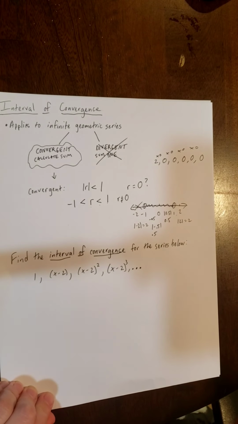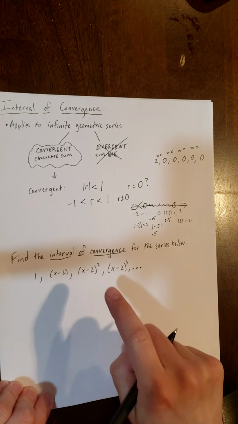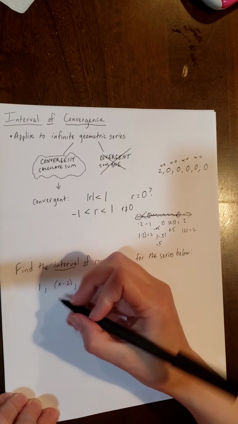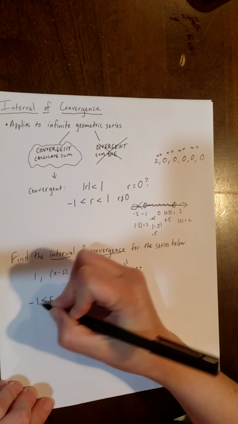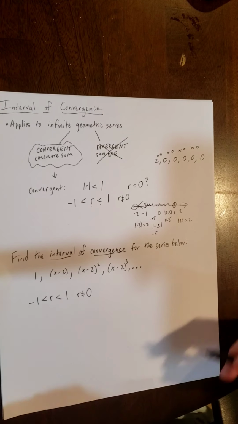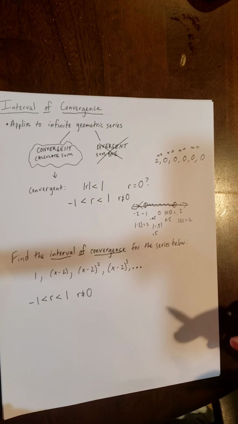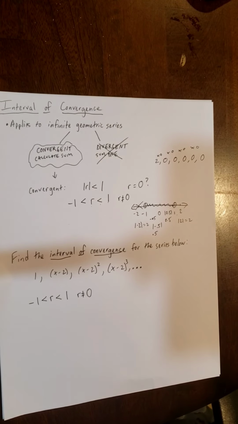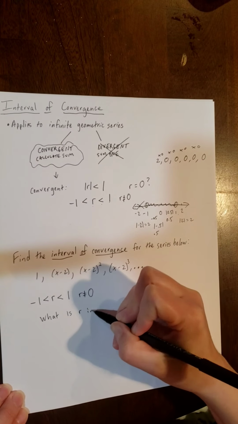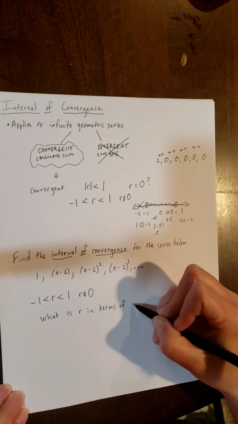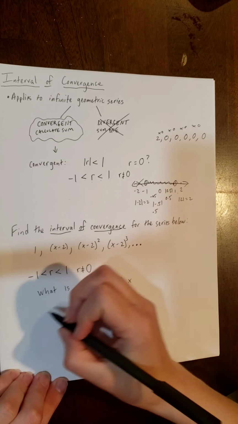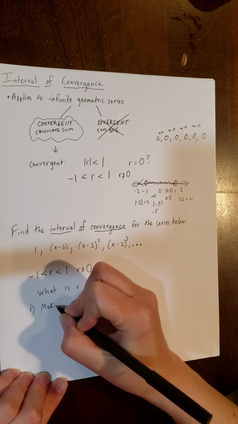What that means is we want to make this series be a convergent series. If this series is going to be a convergent series, then we need to make sure that r stays within these values. What you need to notice is this series has the ability to change based on what x is. So what we need to figure out is, what is r in terms of x. The first thing to check for when we're finding the interval of convergence is to make sure it's geometric.